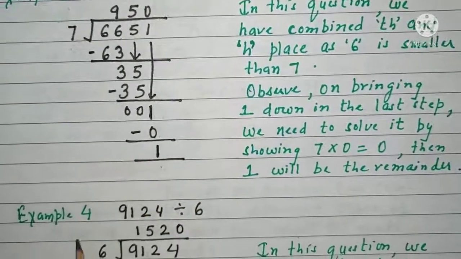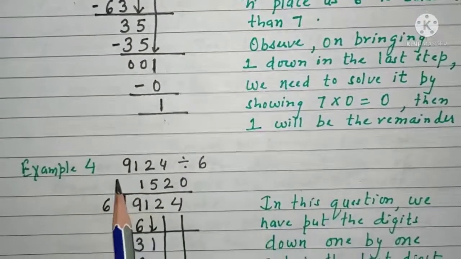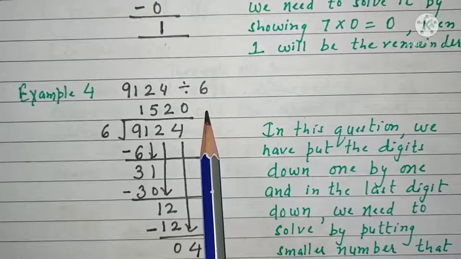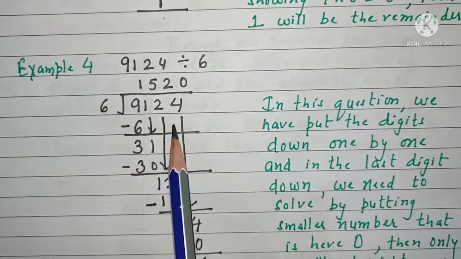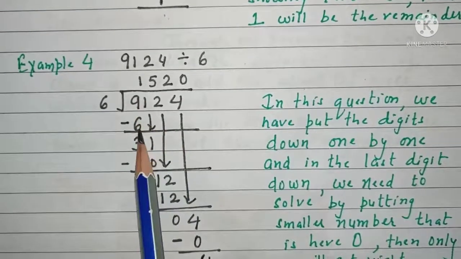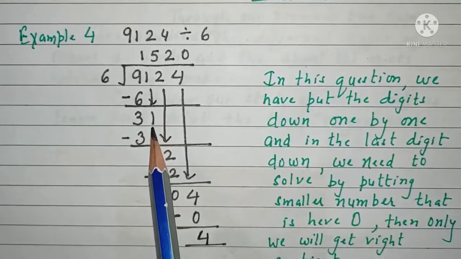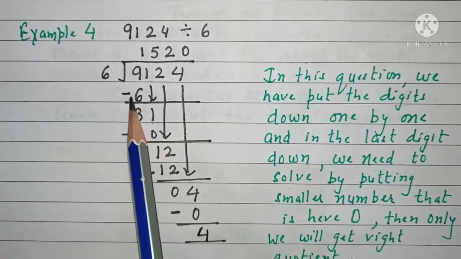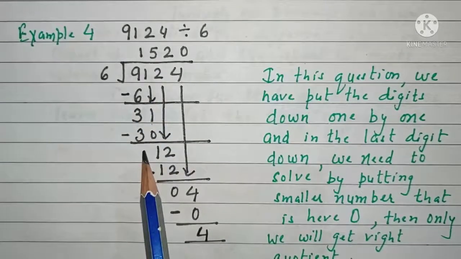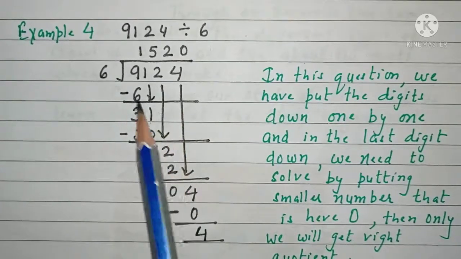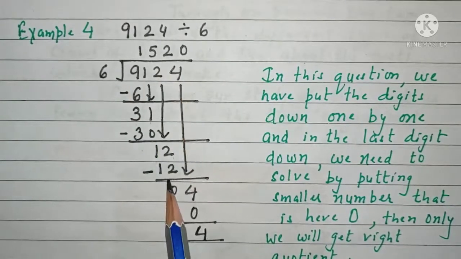Let us solve one more example. 9124 is to be divided by 6. Again the same method is to be followed. 6 ones are 6. 9 minus 6 is 3. Putting 1 down, the number is now 31. 6 fives are 30. 1 minus 0 is 1. Putting 2 down, 6 twos are 12.